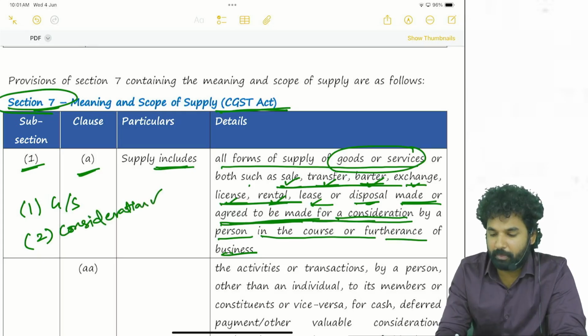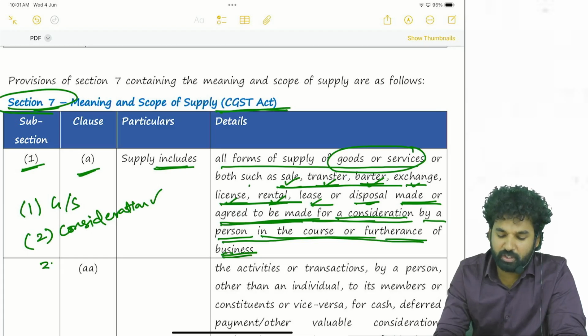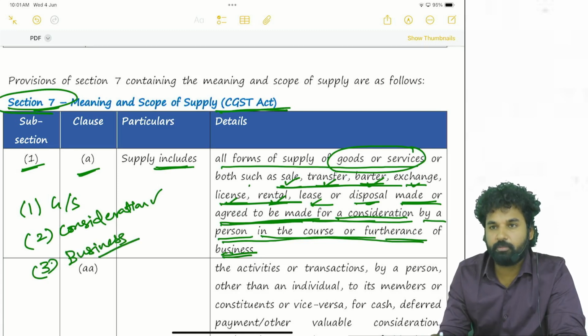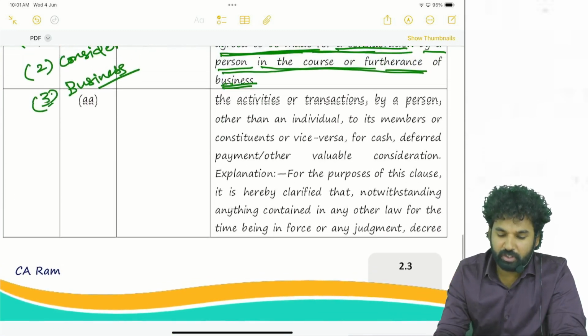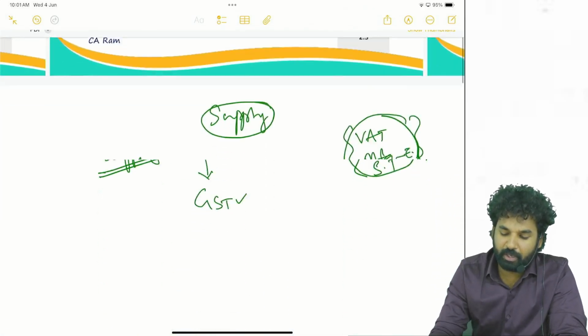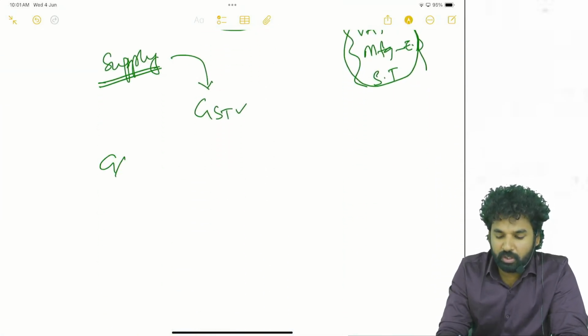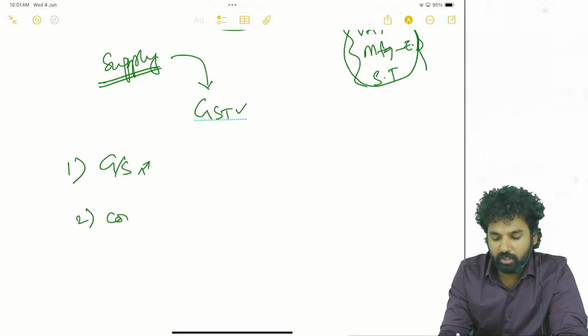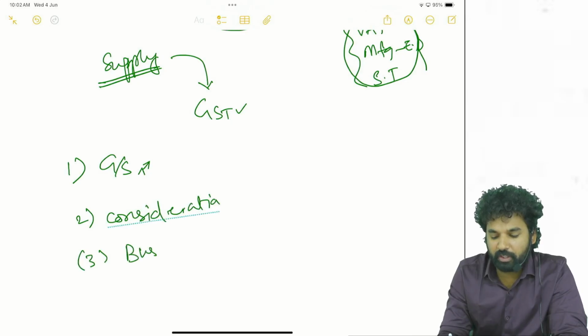Consideration shall be present. And that too by a person in the course or furtherance of business. That means business shall be there. So prima facie, the first three conditions for supply are goods or services. Second one is consideration. Third one is in the course or furtherance of business.